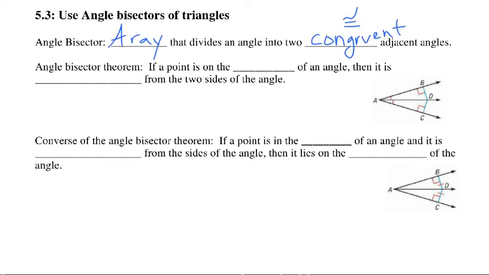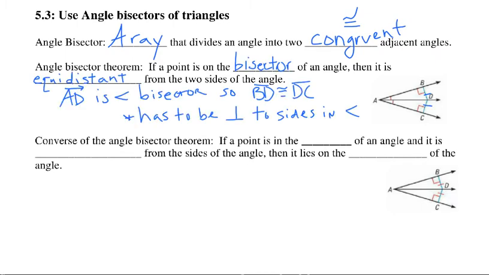The angle bisector theorem is more specific. If you look at our picture right here, you can see that AD is the ray and it is bisecting angle BAC. Point D is on the bisector of the angle, and since it's perpendicular to the sides of our angle, those distances are going to be congruent, or equidistant from the two sides of the angle.